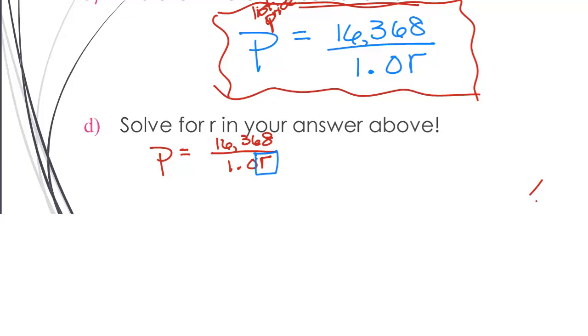But like I said, right now, if I look at this as P equals 16,368 divided by 1.0 R, it's down in the denominator. Think of it as the bottom part of that fraction. How could I at least get it up into a numerator, the top? I mean, what could we do here?